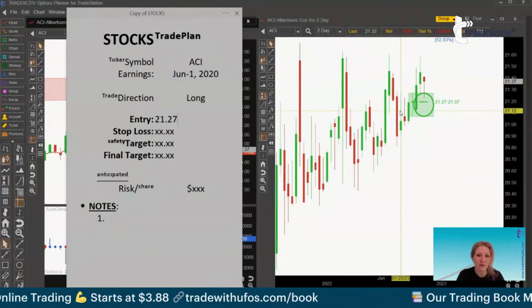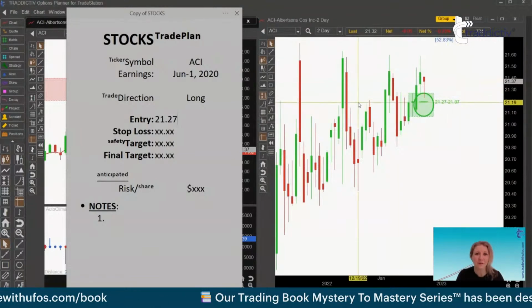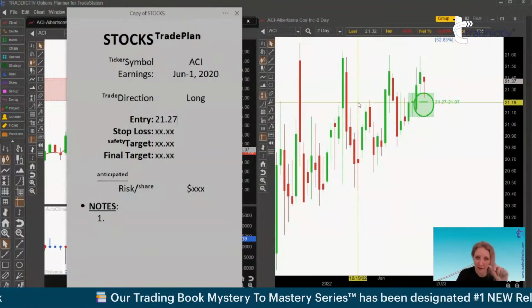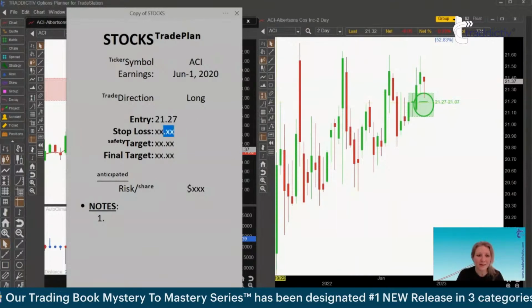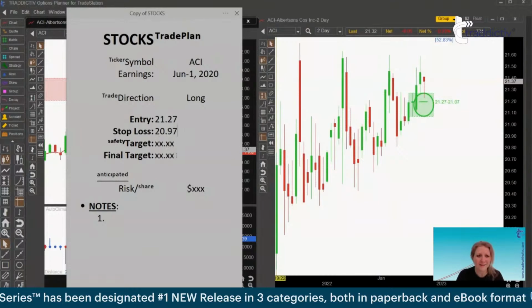21.27 is the entry. Our stop loss, the bottom number there, is 21.07. I'm going to take off 10 cents, give it a little bit more wiggle room, so that's going to be 20.97. Our safety target we'll figure out in a second.